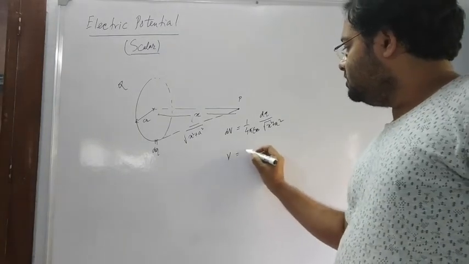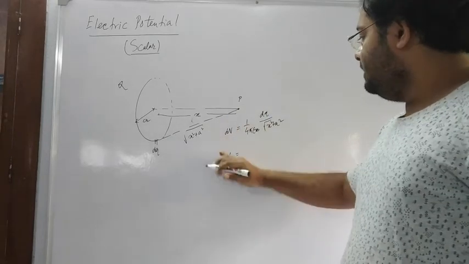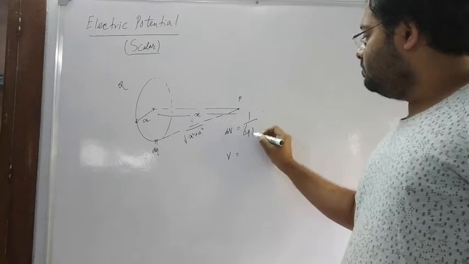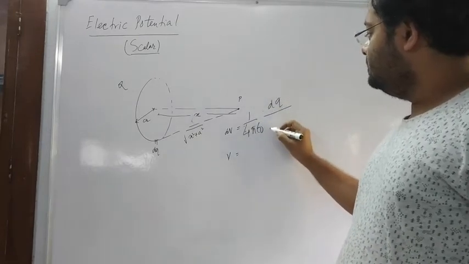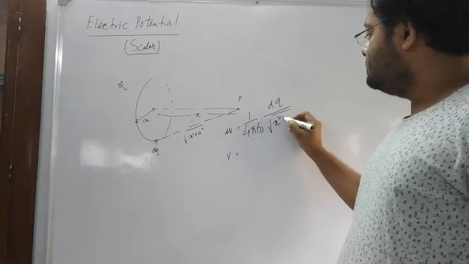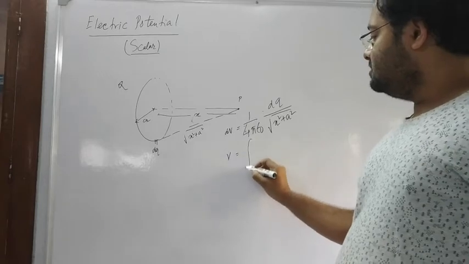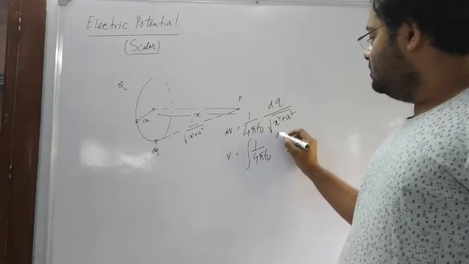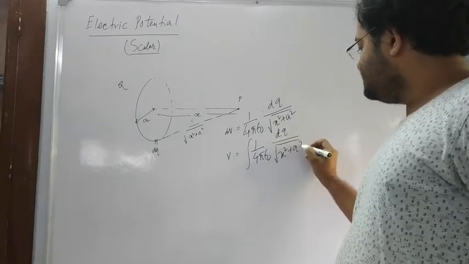So what is the total potential? You integrate it. So what is V? This is the integration of 1 by 4 pi epsilon naught dq by root over x square plus a square.